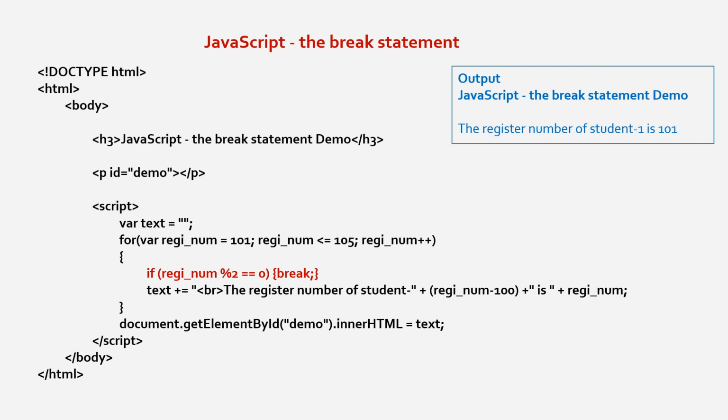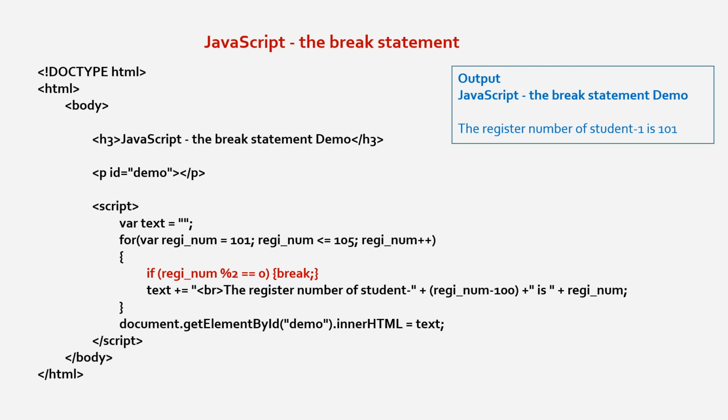Then 101 modulus value is not 0, so register number mod 2 is not 0, so this will not be executed in the first case. The second case, this will be executed and that will come out of the loop. So that is why only one statement will be printed here, the remaining is skipped and it will come out. This is about the break statement. See the difference between continue and break. You understood the difference, right?